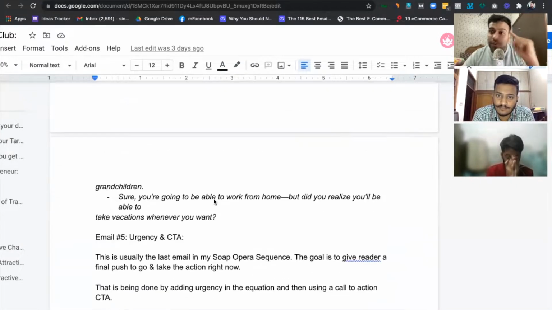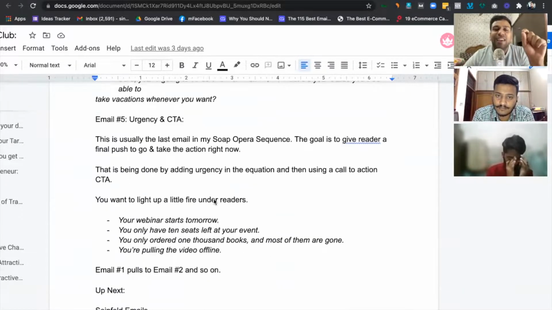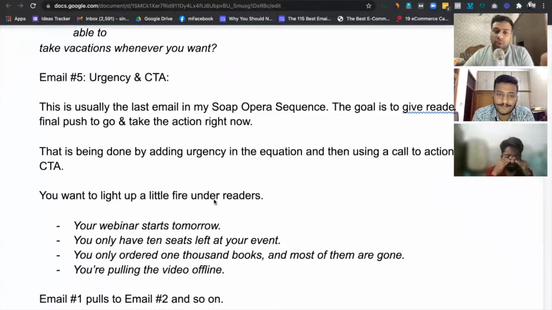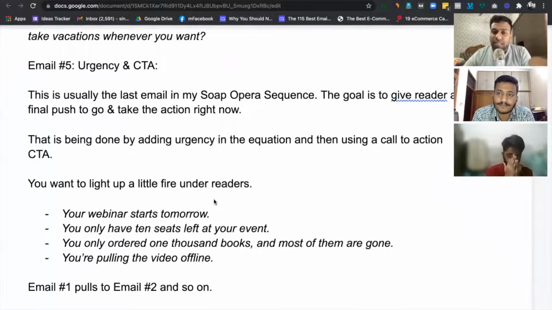And again, the most important thing, every single email should end with an open-ended question. Because if it does not end open-ended, then people would leave that email straight away, right? And email 5 is urgency and call to action. This is usually the last email of the soap opera sequence, and the goal is to give the reader a final push to go and take the action right now.